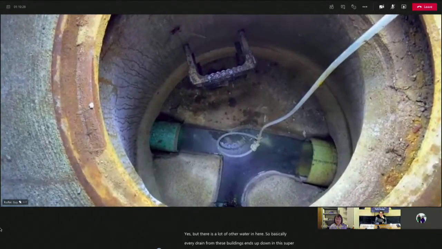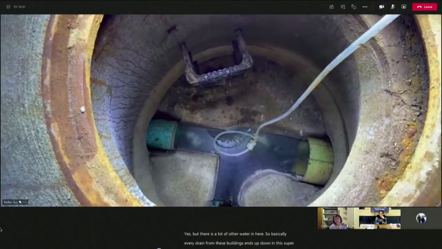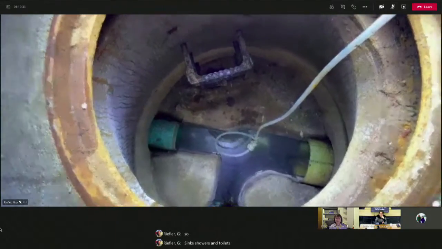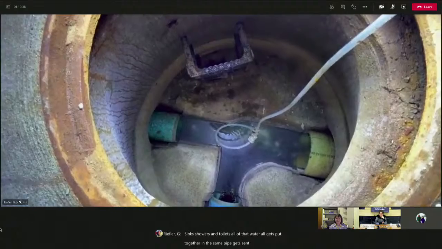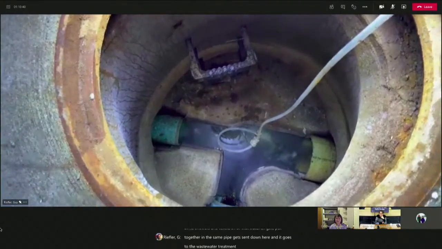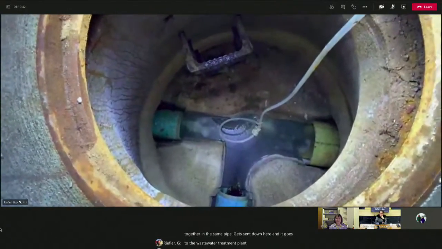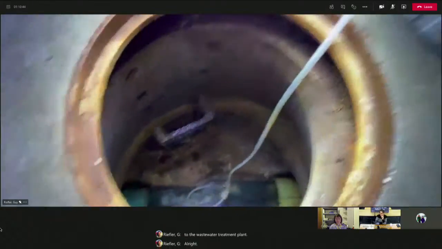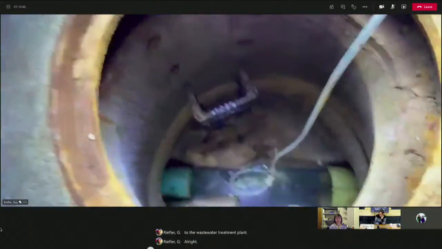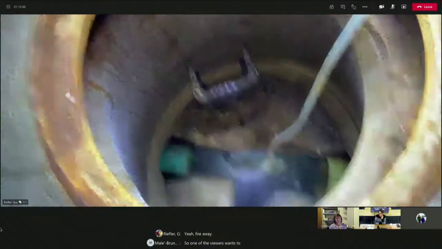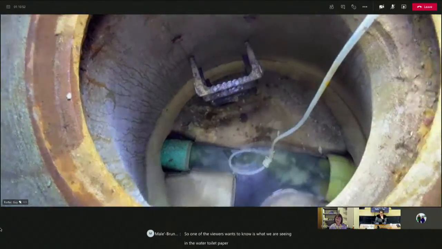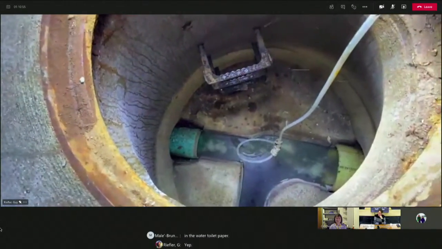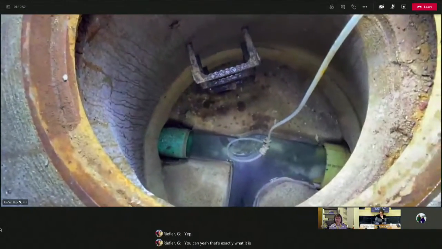So sinks, showers, and toilets, all of that water all gets put together in the same pipe, gets sent down here, and then goes to the wastewater treatment plant. I have a question for you. Yeah, fire away. So one of the viewers wants to know what we are seeing in the water. Toilet paper. Yep, that's exactly what it is. And it's already breaking down.